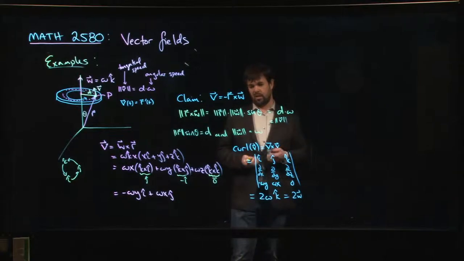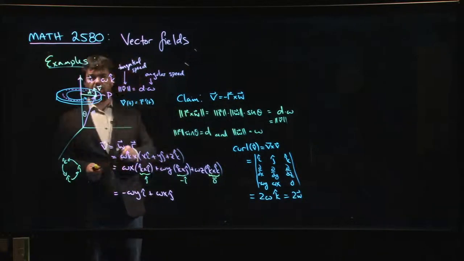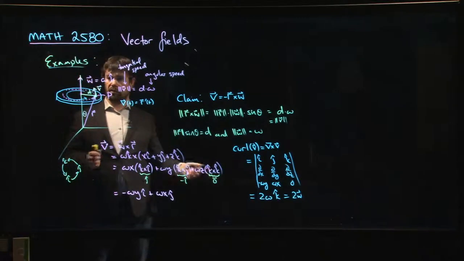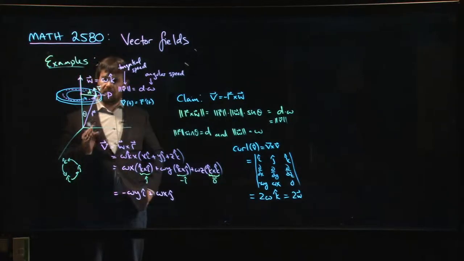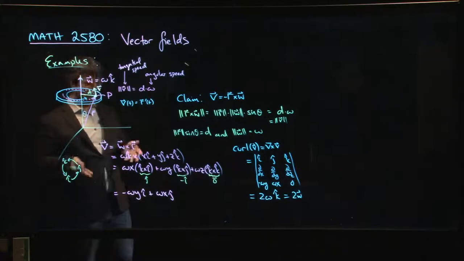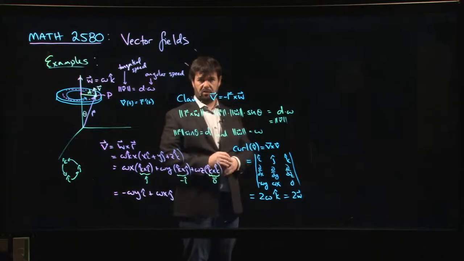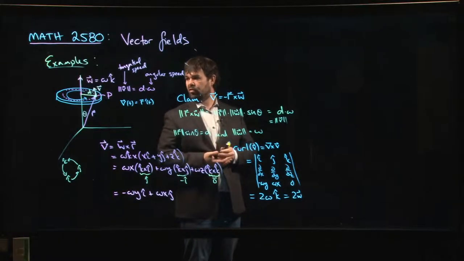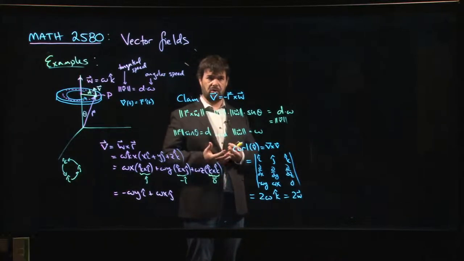So here's another example showing you that curl is giving you this measure of rotational tendency. Because in this case, the velocity vector field is keeping track of how everything is moving around. And when you compute the curl of that velocity vector field, you get the angular velocity, up to a factor of 2. And the angular velocity certainly is a measure of how things are going around. So if you have something where everything is just going around in circles, you get an expected result when you compute the curl. Okay, so hopefully this helps reinforce this idea of curl as a measure of rotation and gives you another way to picture what's going on when you're calculating curl.